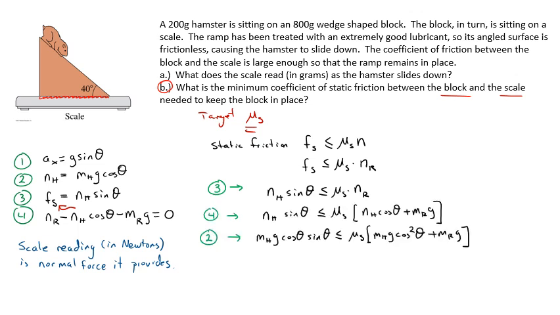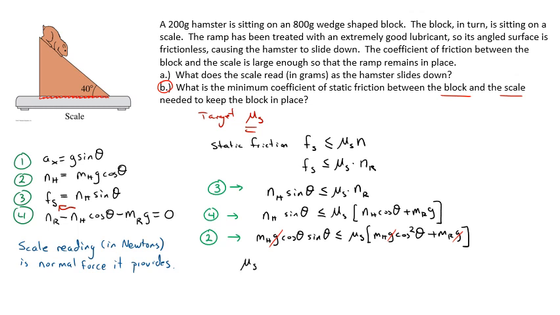Okay, so I just wrote out a couple more steps here. From equation 4, I substituted in for nr. And then from equation 2, I substituted in for nh. So we've got this formula here getting to the answer. What you notice is there's a g in every term, so I just get rid of the g's. And let's solve this for mu s.